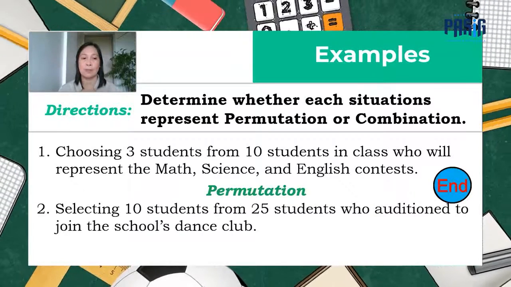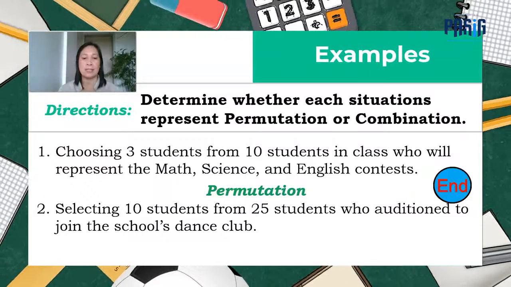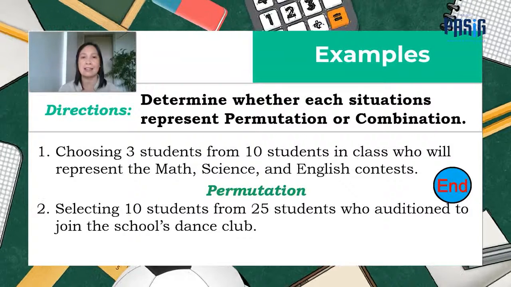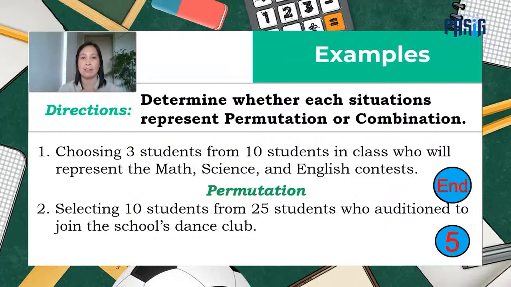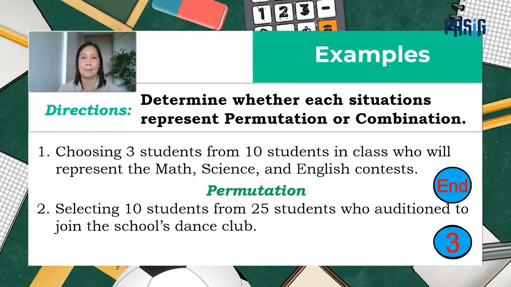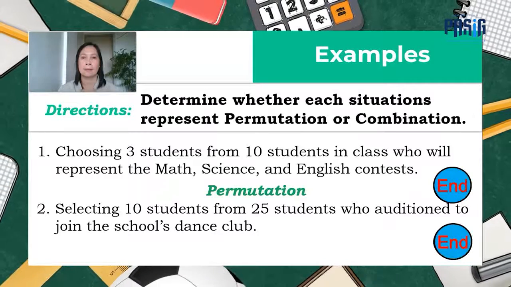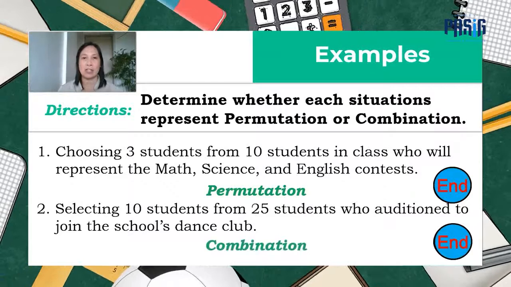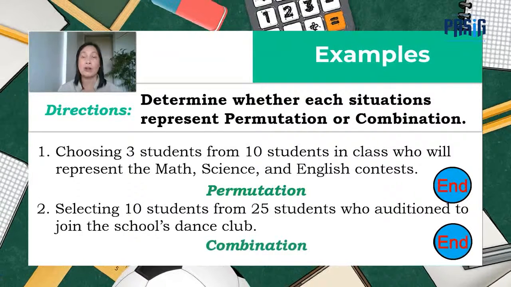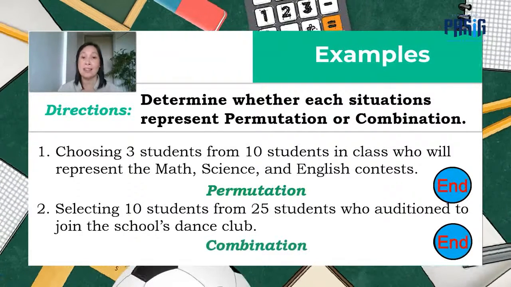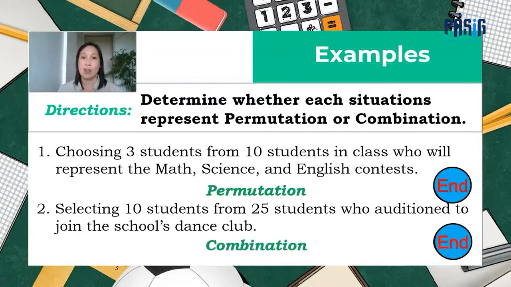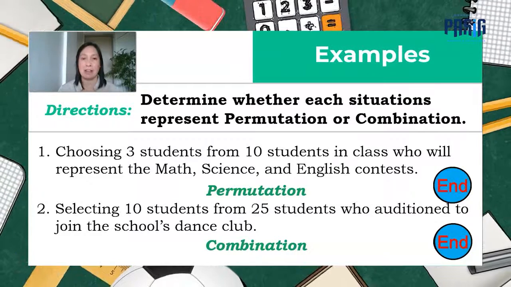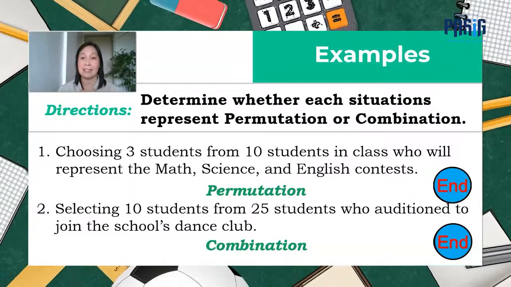Number 2. Selecting 10 students from 25 students who audition to join the school's dance club. Five seconds. Good job. It is combination. The order of choosing the 10 students is not important since all of them will be members of the dance club. So the arrangement is not important. It is combination.